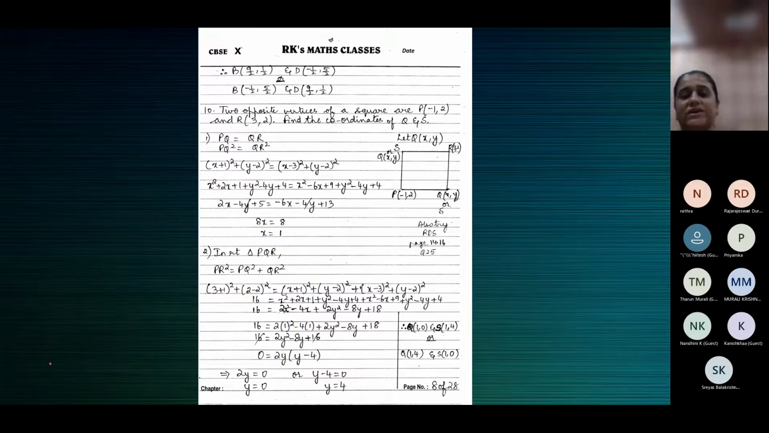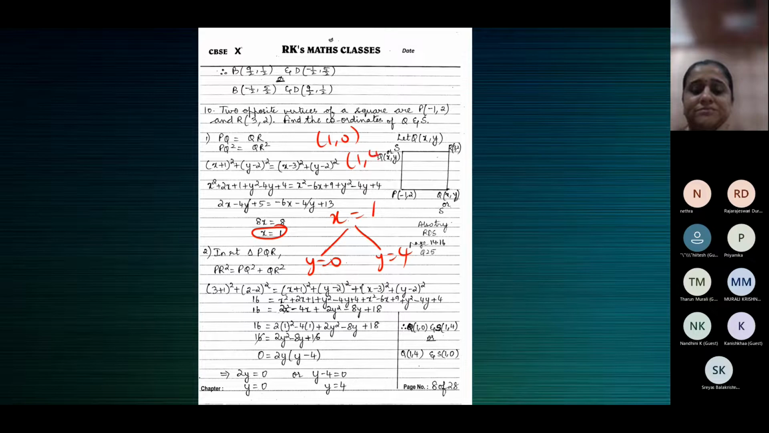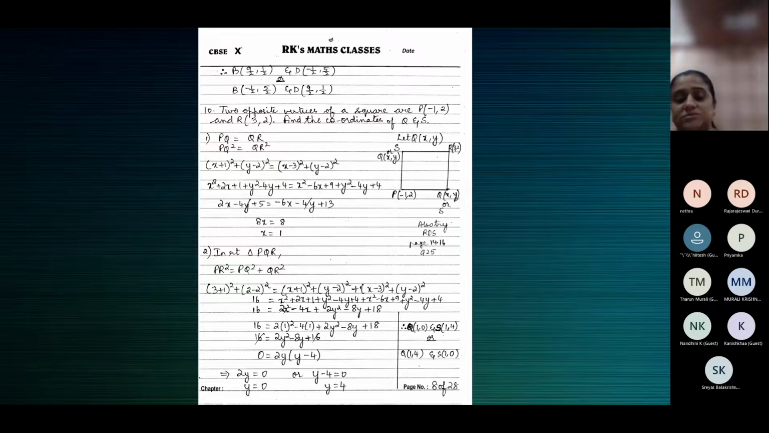Now find the corresponding values of x. But x is only one value here, x is equal to 1. So when x is 1, y has two values, y is equal to 0 or y is equal to 4. So we have two addresses now, 1, 0 and 1, 4. When x is 1, y is 0, and when again x is 1, y is 4. So if this is Q, this is S, or if this is Q, this is S. That's the conclusion.